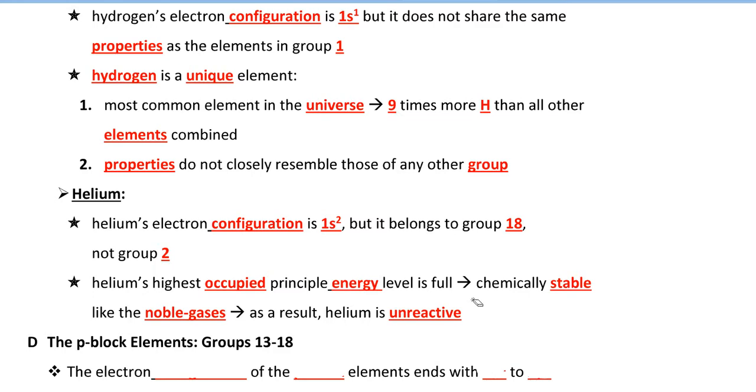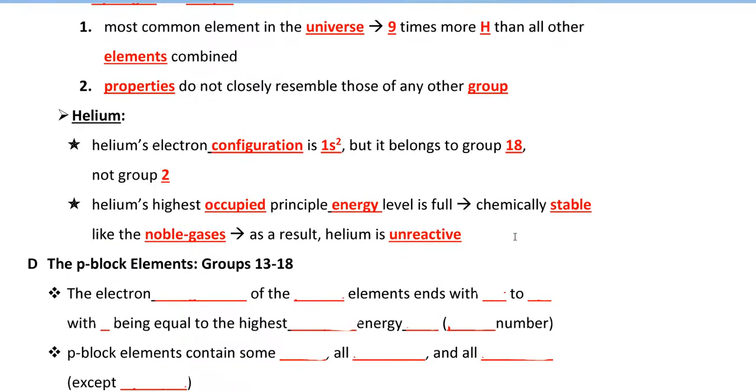It doesn't want to react, so that's why it's placed in group 18 with all the other noble gases, which have full highest energy levels, and as a result, they're all unreactive. And that's why helium is an exception. It's placed in group 18. Okay, so those are some exceptions.